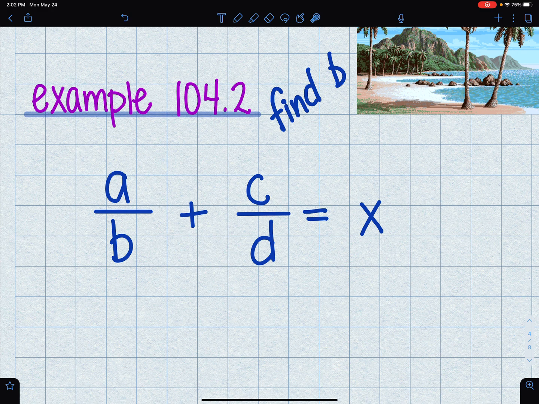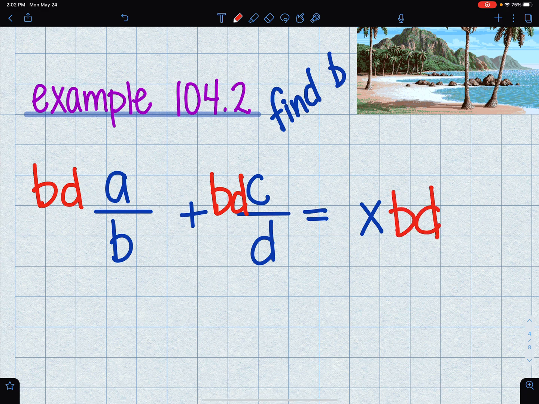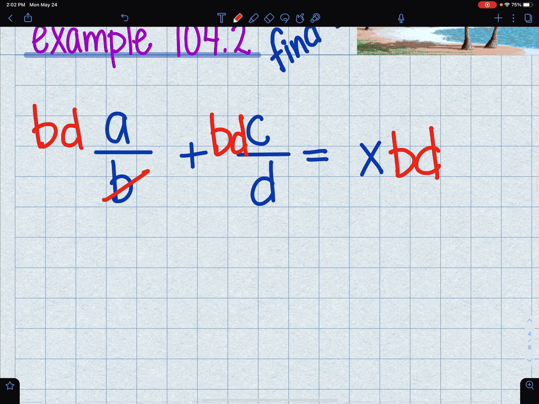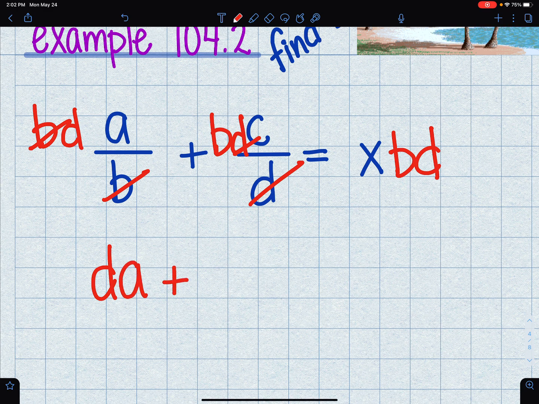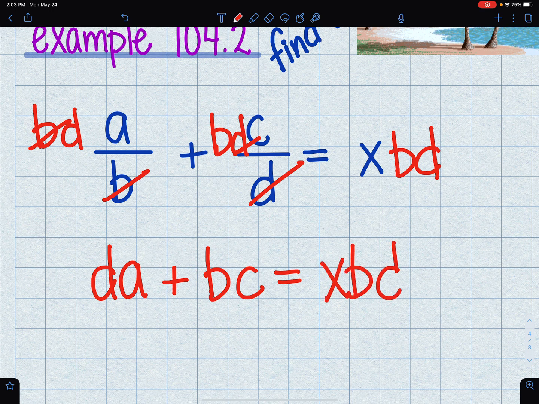Okay, so as the first step, we multiply by the LCM. The LCM is going to be what? It's going to be b times d. So we're going to multiply everything by b times d. Okay, so this b cancels and this d cancels. That's kind of confusing. So we have da plus bc equals xbd. Yikes. Okay, that's a lot of letters.